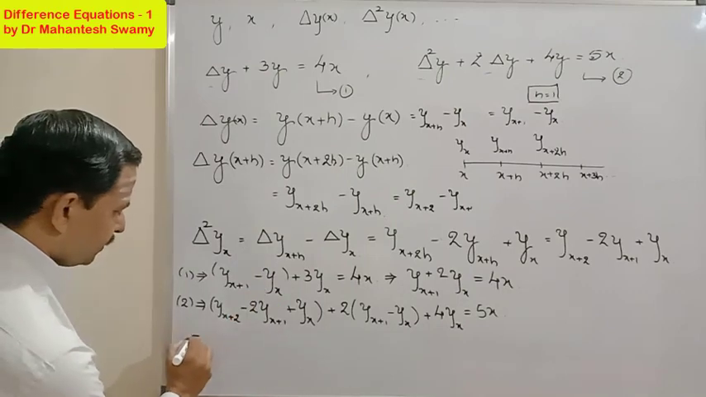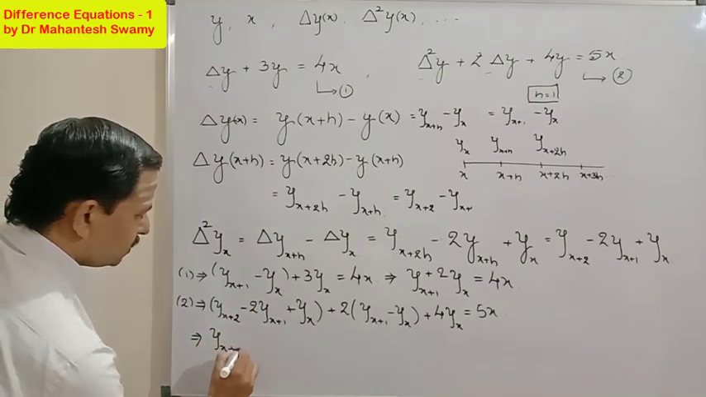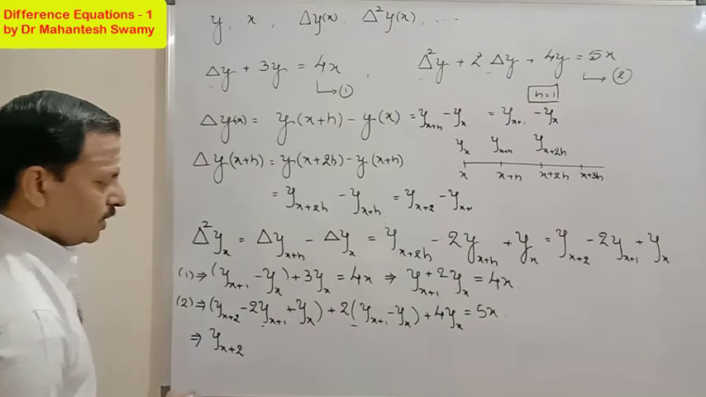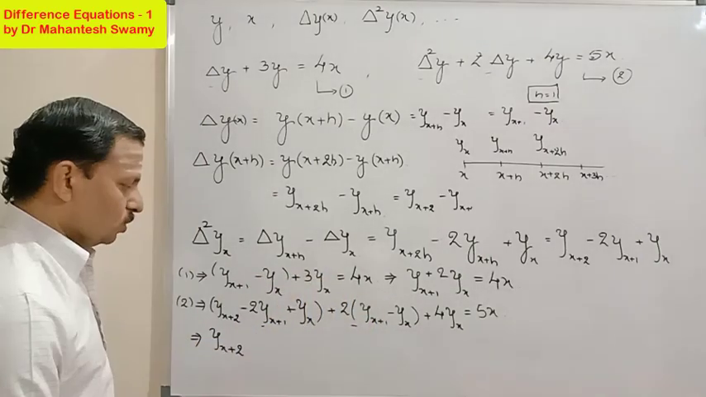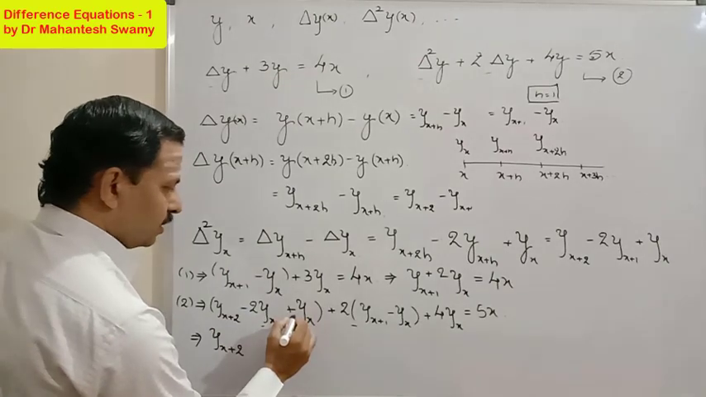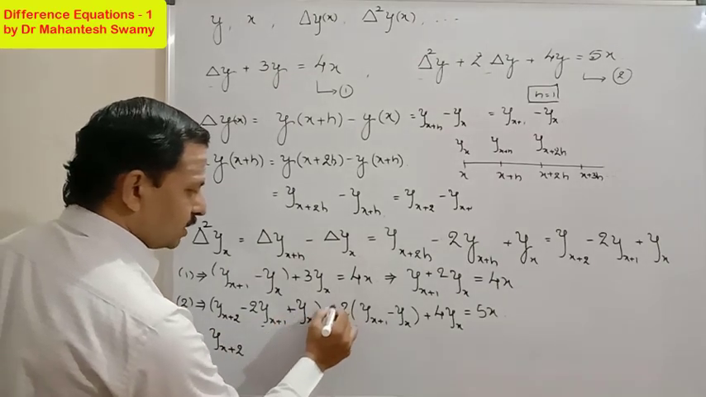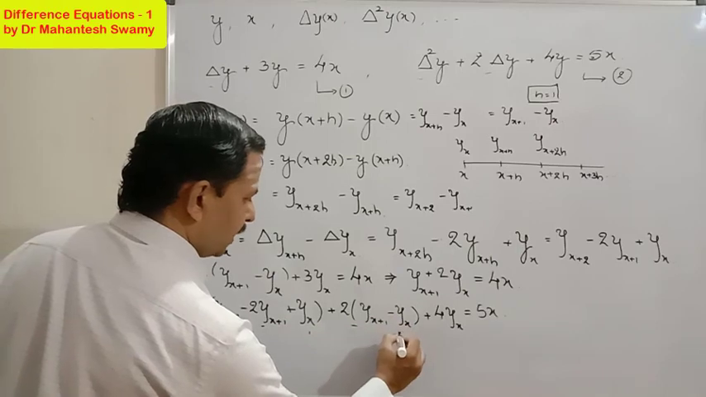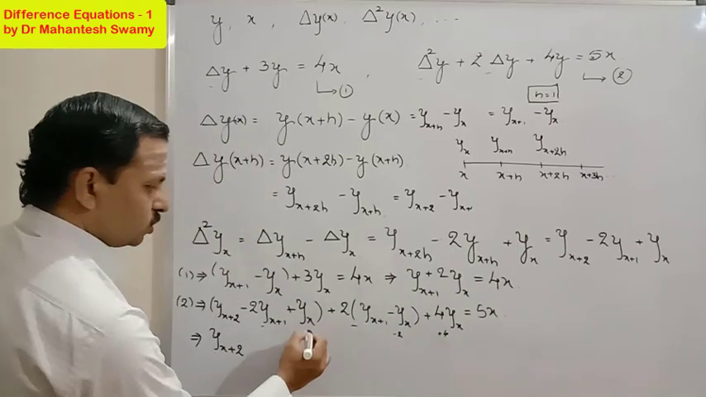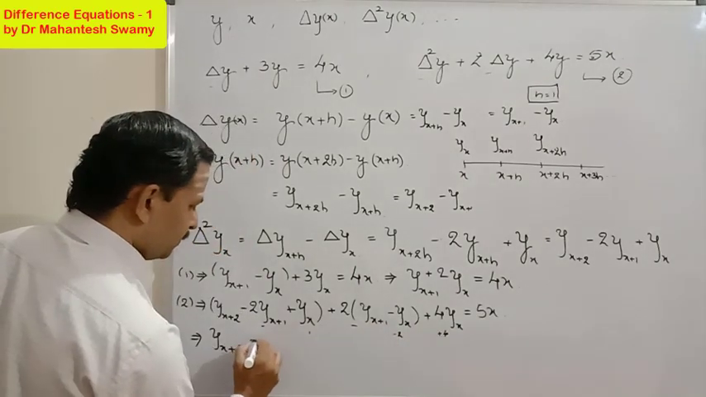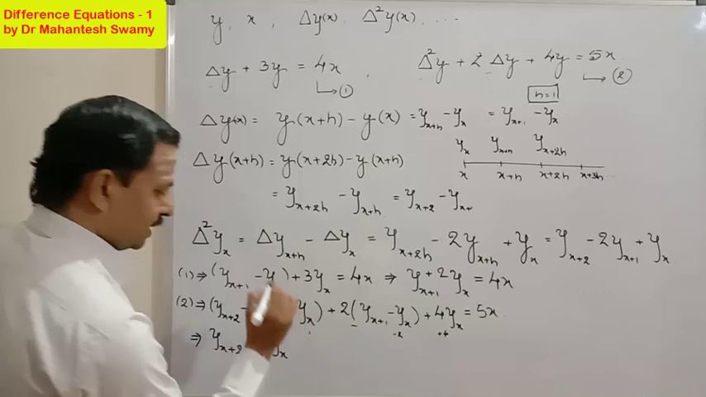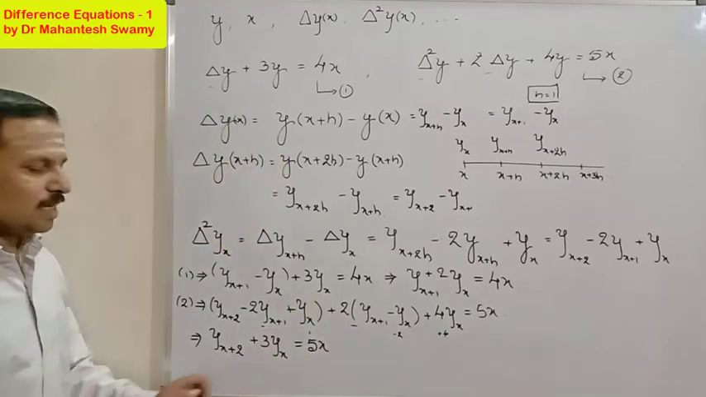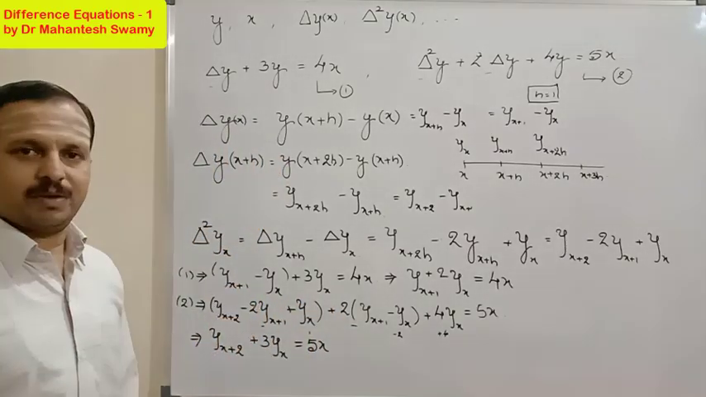If we simplify, y(x+2) will be as it is. This is minus 2y(x+1) plus 2y(x+1), cancelling out, so totally y(x+1) goes off, plus y(x) plus of minus 2y(x), that is y(x) minus 2y(x) plus 4y(x). So it is totally 1 plus 4, 5, minus 2 is plus 3 times y(x), and on the RHS it is going to be 5x. So this is the second difference equation we are having.